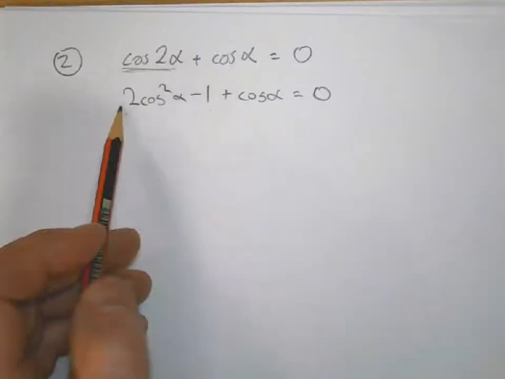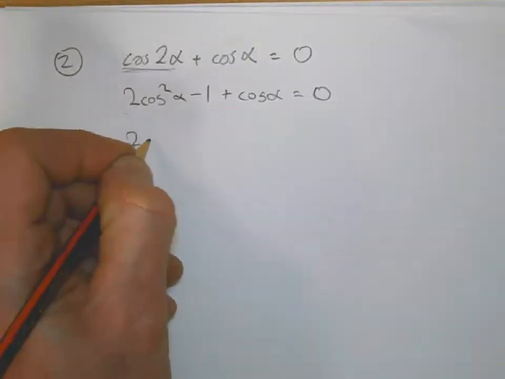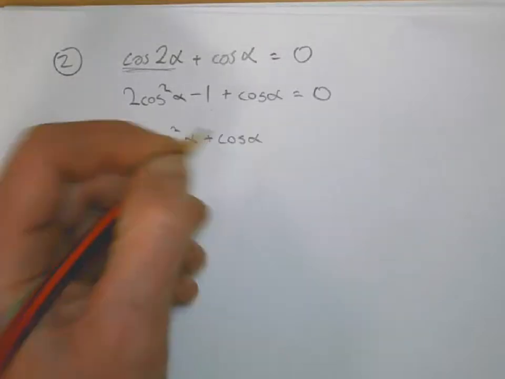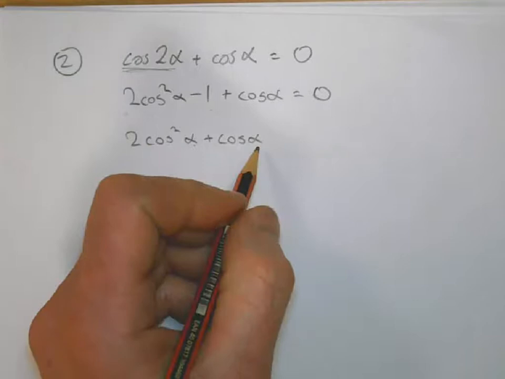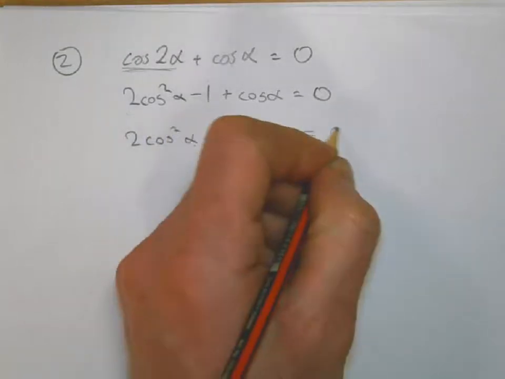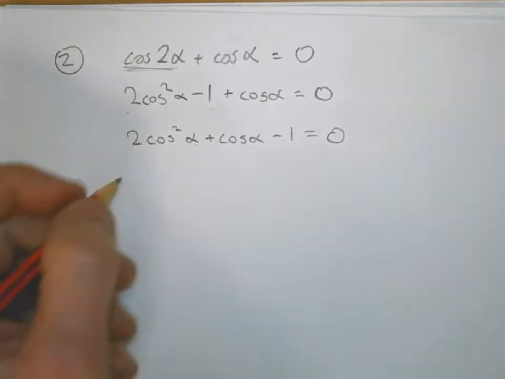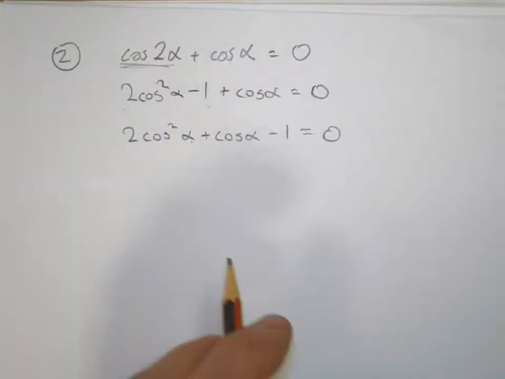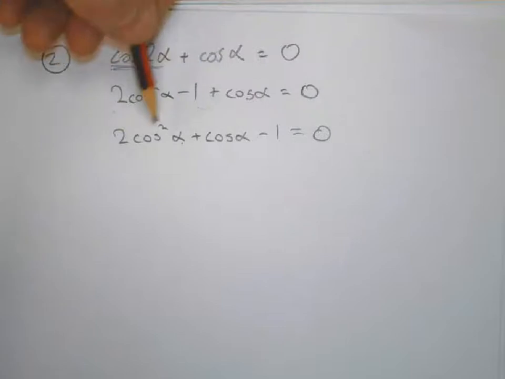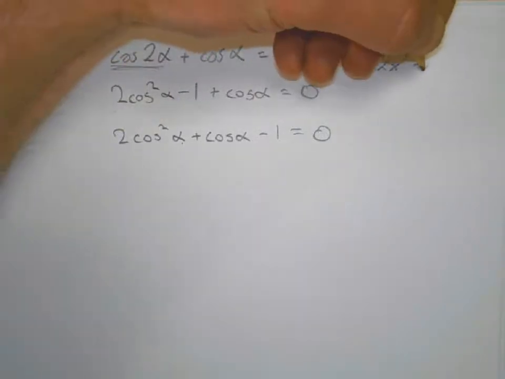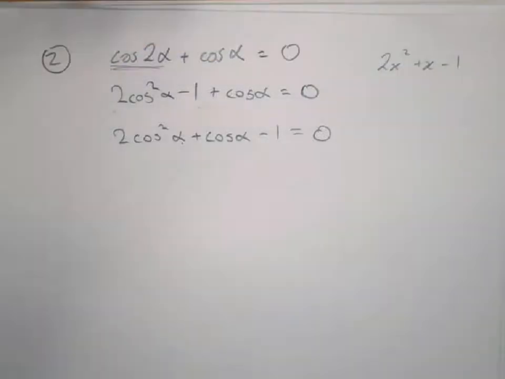Now this is a quadratic, so I'm going to rewrite it out in the quadratic form. So it's going to have the cos squared alpha first, then the cos alpha, then the minus 1. Now if you have difficulty factorising that, you can make it a little bit simpler. You could just say, let's pretend that cos alpha there is x, so we're going to have 2x squared plus x minus 1. So that's what we're going to try and factorise.